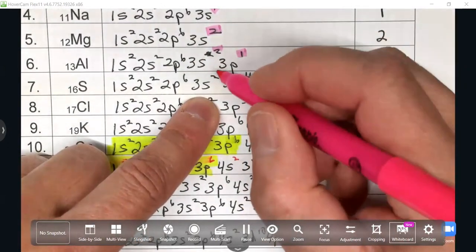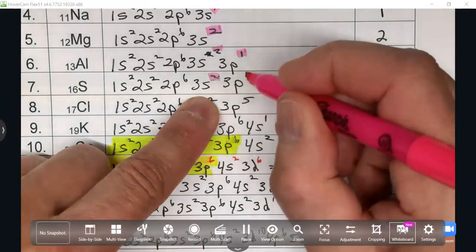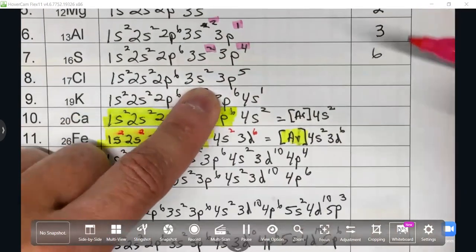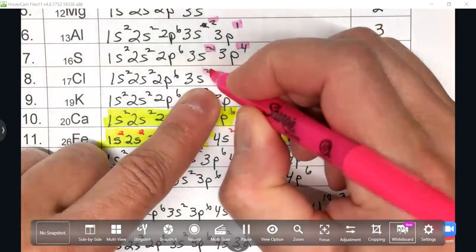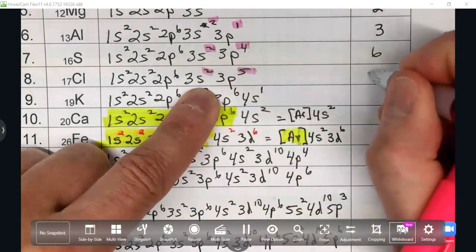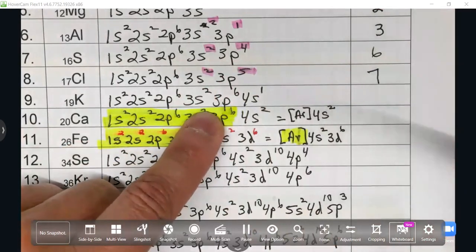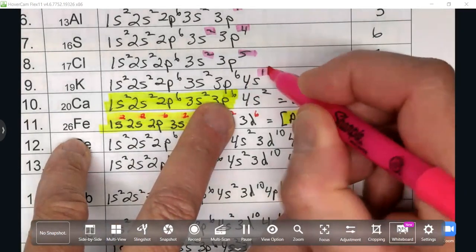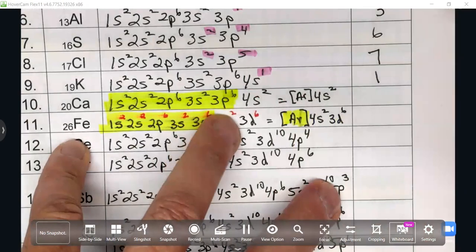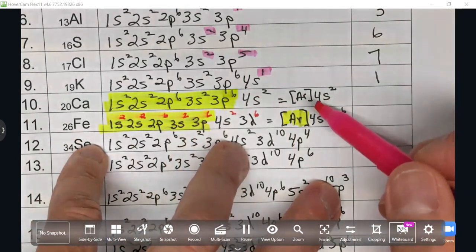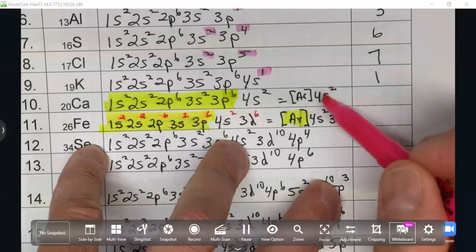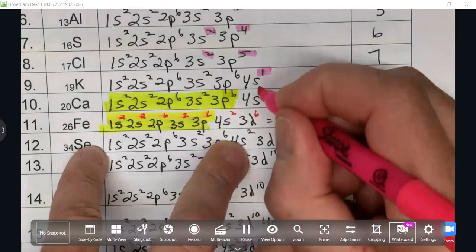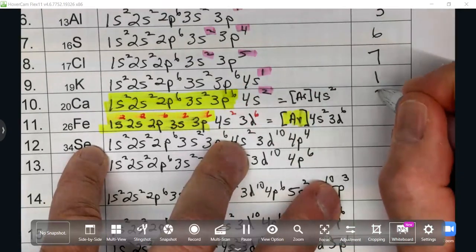Sulfur, energy level 3 is the farthest out we get. 2 here, 4 here, we get 6 valence electrons. And chlorine, 2 and 5, we got 7. Potassium, we get to level 4, just this one then. And if it's written in shorthand notation, you would see the valence electrons are at the end here. So 4s2. 2 valence electrons.